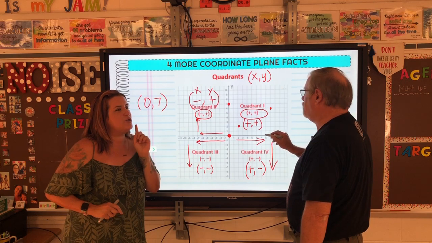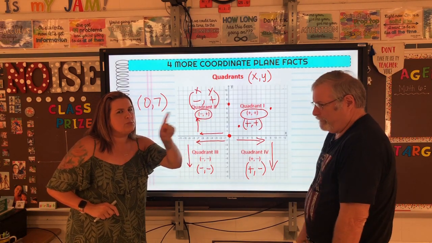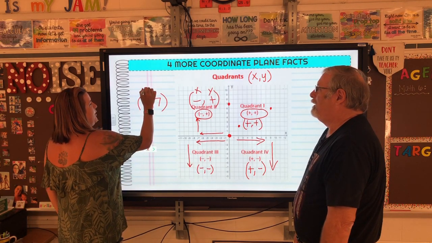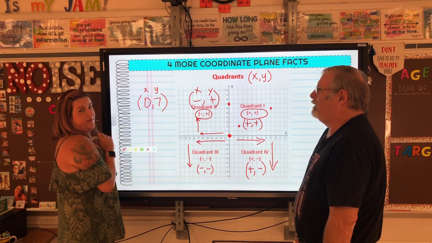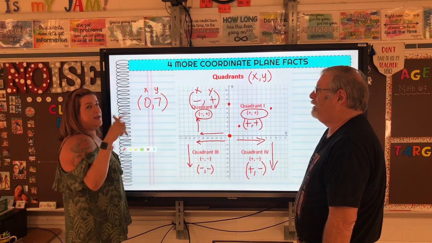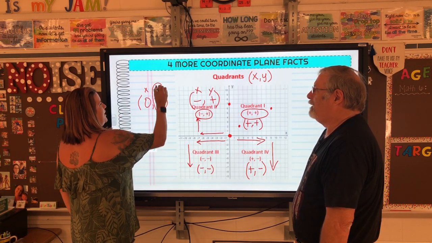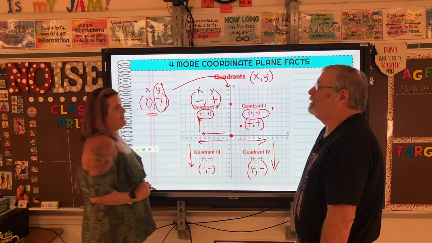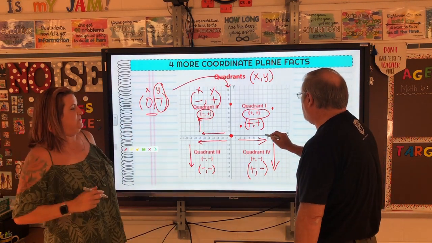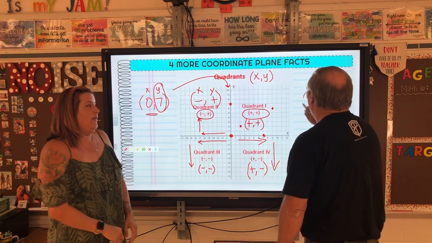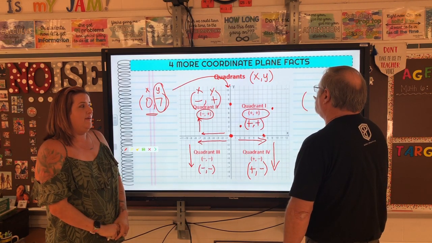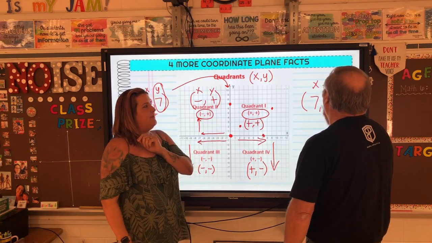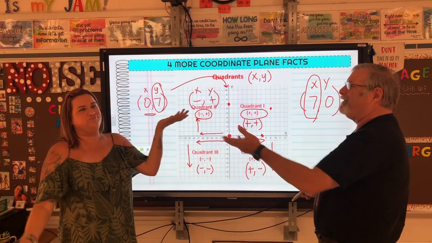Here's a little trick so that you know what axis it's on. Write X, Y above the pair, and then circle the non-zero number. I circled the non-zero number, so this point is on the Y-axis. Then what if I have 7, 0? You went over 7, and you didn't go up or down. So if I circle the 7, I'm on the X-axis.